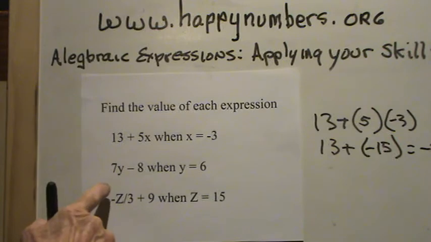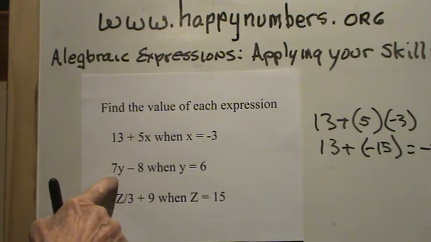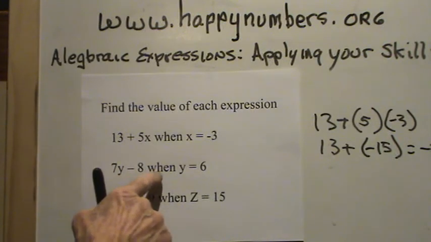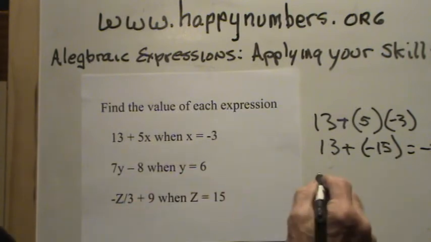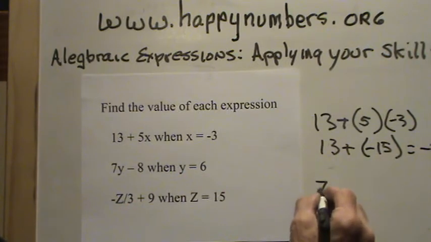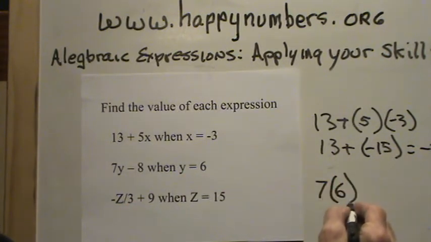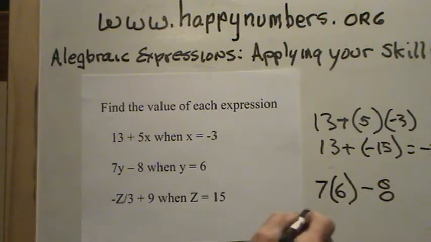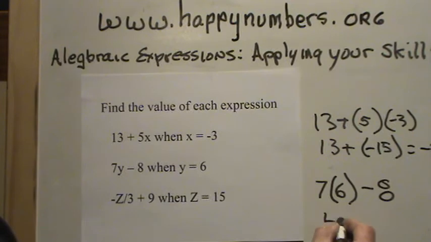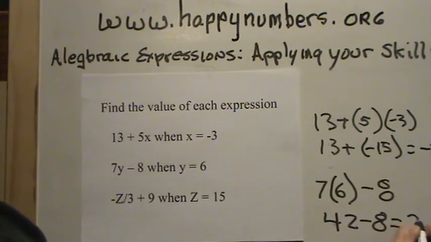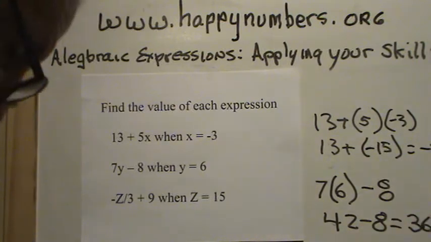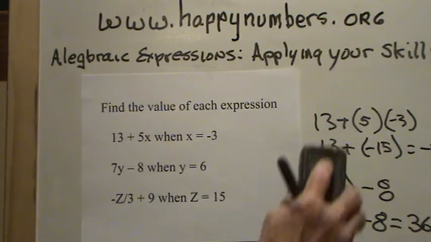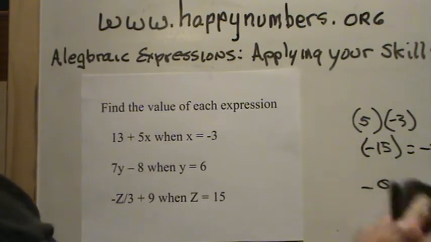Okay, let's try this one. 7 times y minus 8 when y is equal to 6. Well, this is 7 times 6 minus 8. Well, 7 times 6 is 42, minus 8 would give us 36. Okay, let me just erase this so we can do the last one.